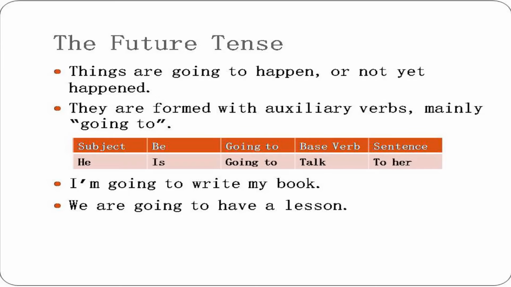So the future tense is about things that are going to happen or have not yet happened. This is the future: 2021, 2022, tomorrow, next week, next year. They are formed with the auxiliary verb, mainly "going to." So look: subject, be, going to, verb, and the rest of the sentence.